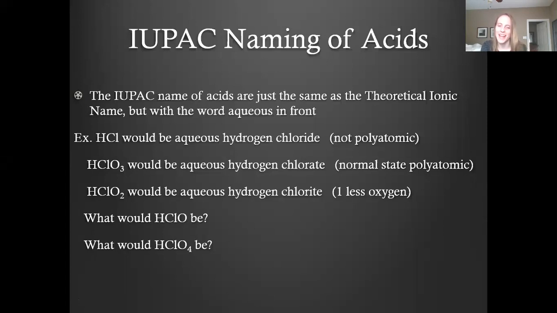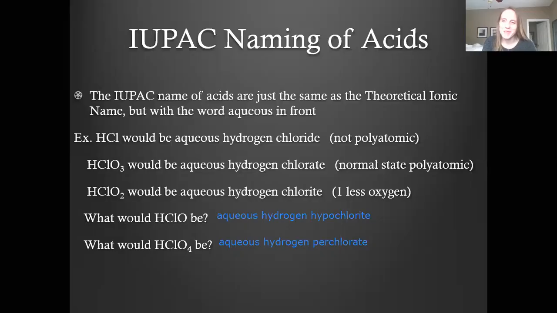And then for HClO4, the ClO4 has 1 extra oxygen than normal. So that is a perchlorate ion. So this would be aqueous hydrogen perchlorate. And I will write those out for you. Okay, so that's what the names would look like. Again, the hypochlorite comes from the fact that this ClO has lost 2 oxygen compared to the normal state. And then for this one, aqueous hydrogen perchlorate, the perchlorate comes from the fact that it has an extra oxygen compared to the normal state.